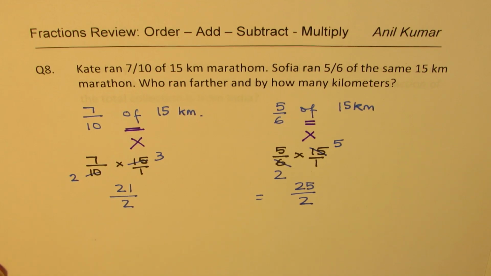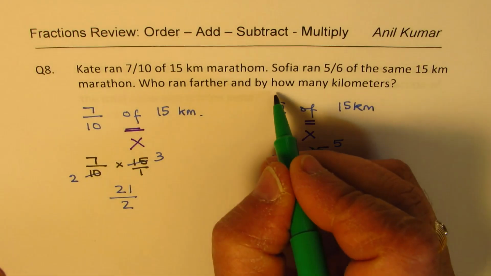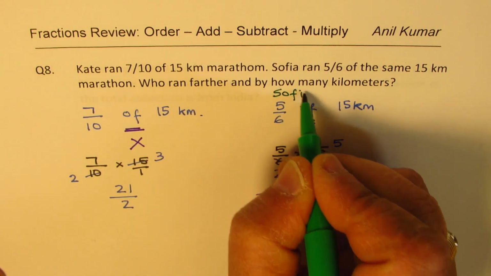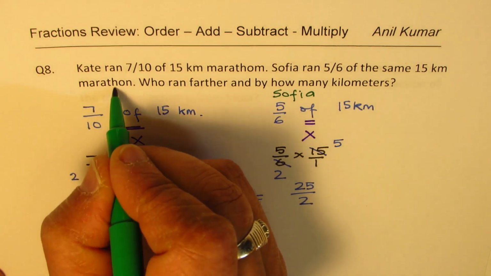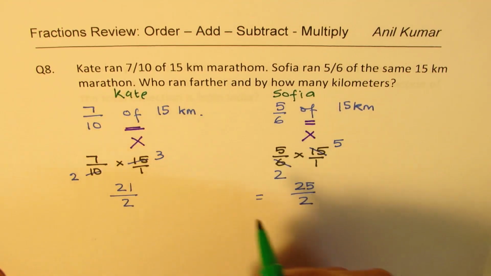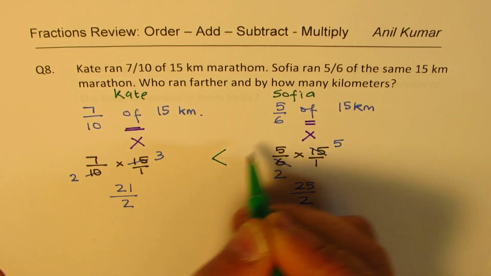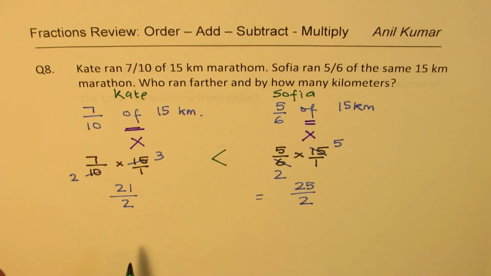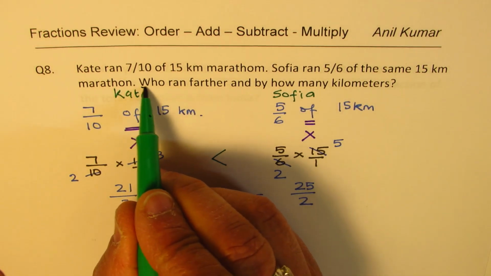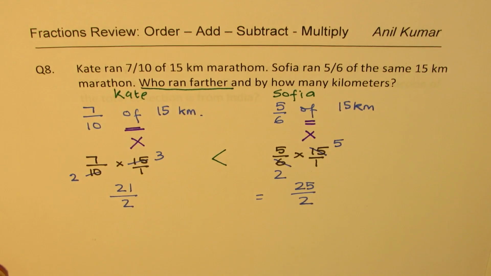So clearly, we can now compare. Which is greater? Who ran further? Well, we definitely see that Sophia ran farther, right? This is Sophia, and here we have Kate. Now 25/2 is greater, so Sophia ran farther. So that is the first thing. Who ran farther? Sophia. 25/2. This is 21/2, right?